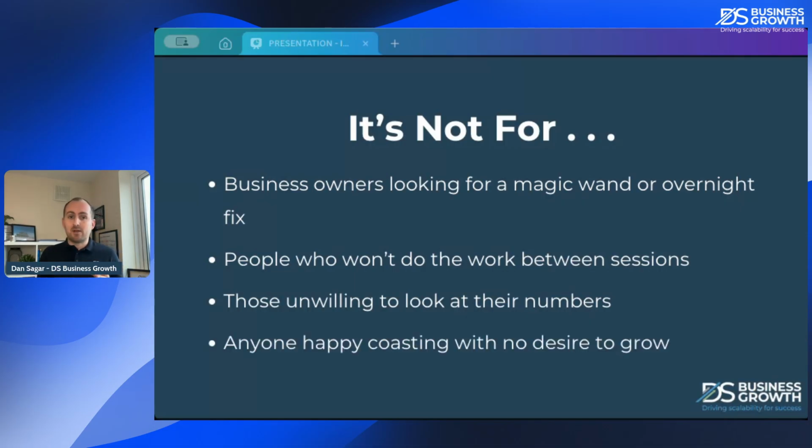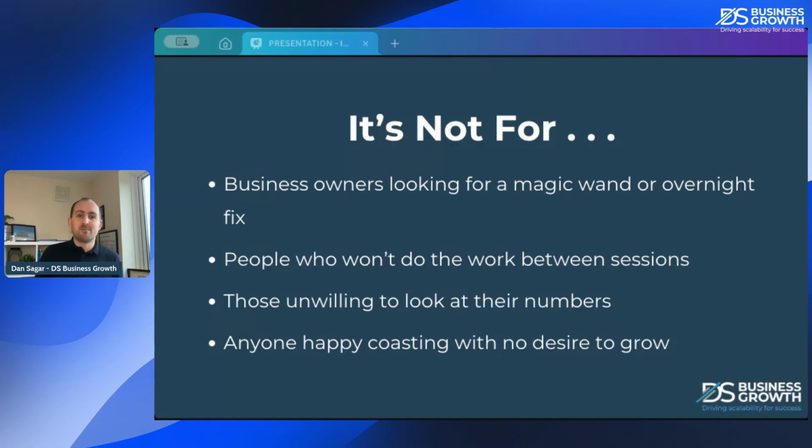And if you're happy coasting without any desire to grow, by the way, that is totally fine. If you found and hit your constraint, but you've got a lovely life, a lovely business, and you're super happy with that, there's nothing wrong with that. In fact, full power to you. That's an amazing thing to have and acknowledge. That means this isn't for you as well, and that's absolutely fine.